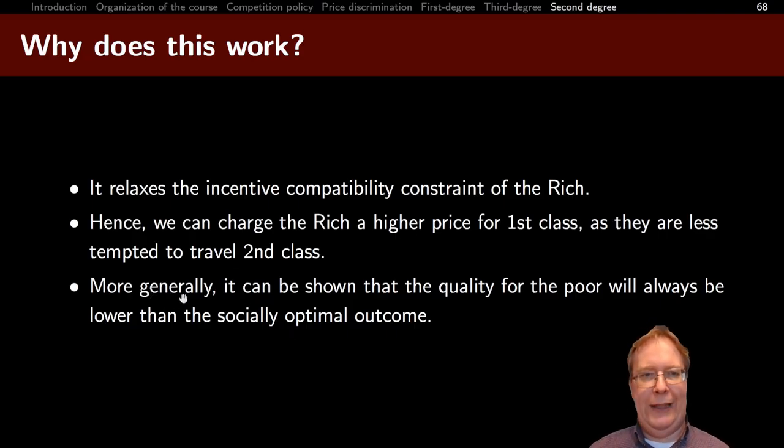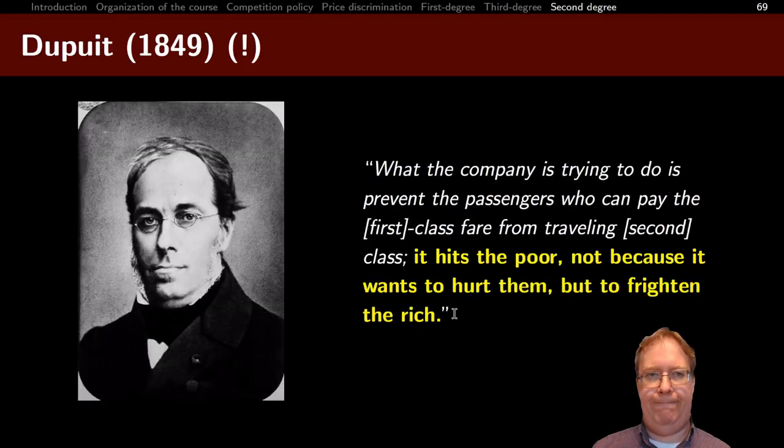And if you would do a full analysis beyond the scope of this course, you can show that indeed the quality for the poor will always be lower than the socially optimal. So this whole analysis dates back to Dupuy, a French railroad economist in 1849 already. And he did this analysis purely verbal without any math whatsoever. But his main conclusion, which is a very neat quote, is that, well, what the railroad company is trying to do is to prevent the passengers who can pay first class from traveling second class.